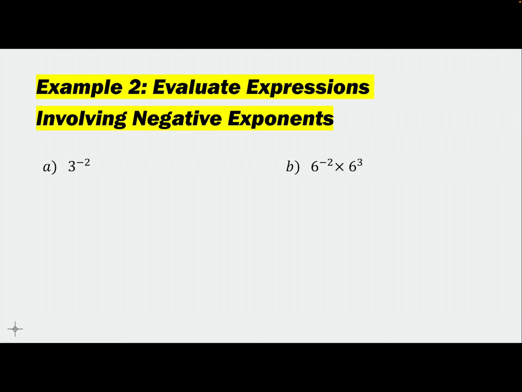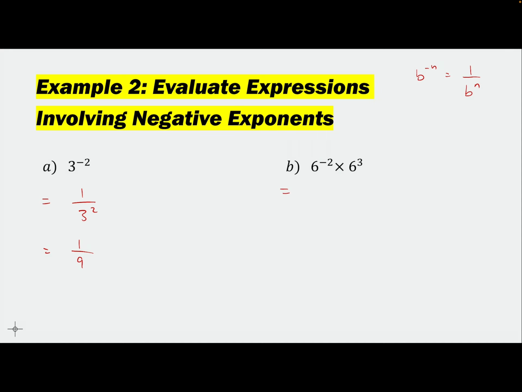So let's just practice a few of these. 3 to the exponent negative 2. If we apply the negative exponent rule, we can just rewrite this as 1 over 3 to the 2, because the rule says b to the negative n is just 1 over b to the n. We can also evaluate 3 squared. We know that would just be 1 over 9, because 3 squared is 9. And that's it for the first one.